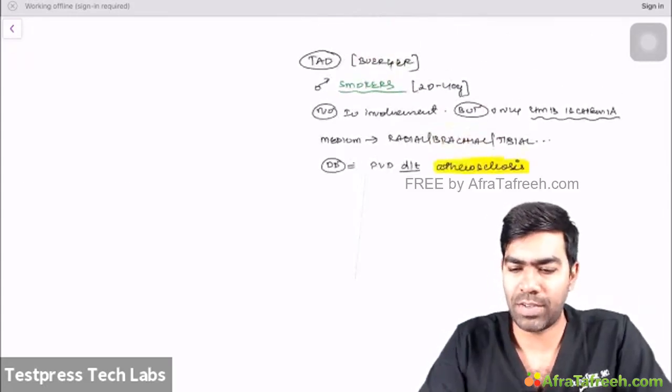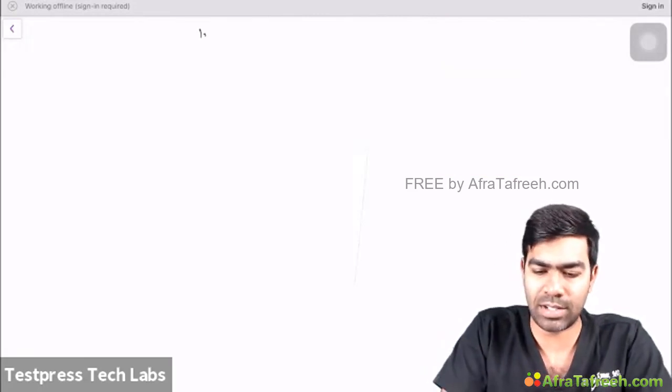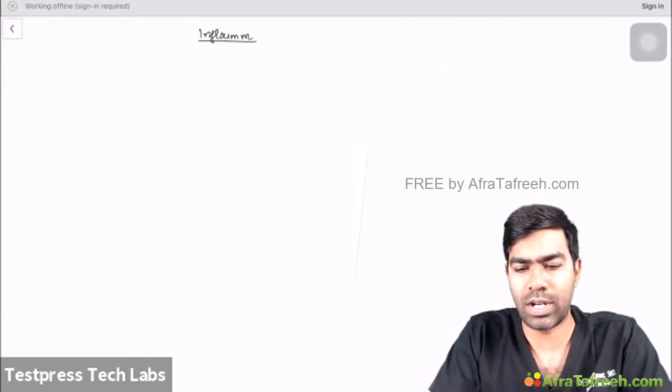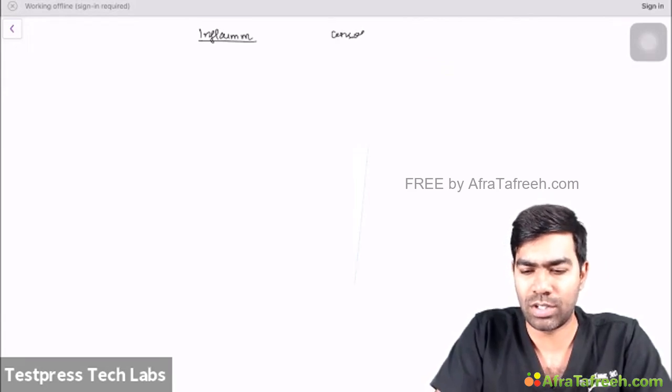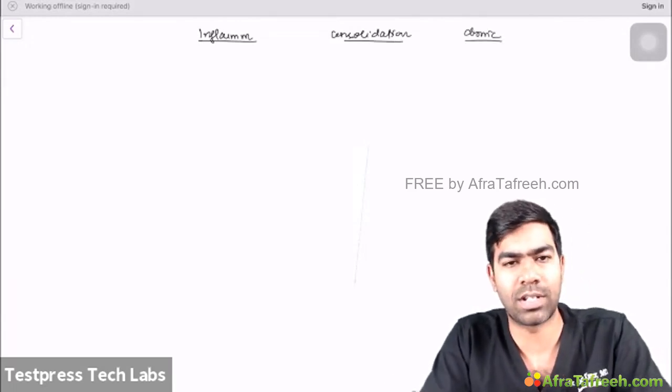Buerger's disease can be divided into three basic stages. One is the inflammatory stage. The second one we call the consolidation stage or intermediate stage. The third one is the chronic stage. So you have three stages in Buerger's disease.